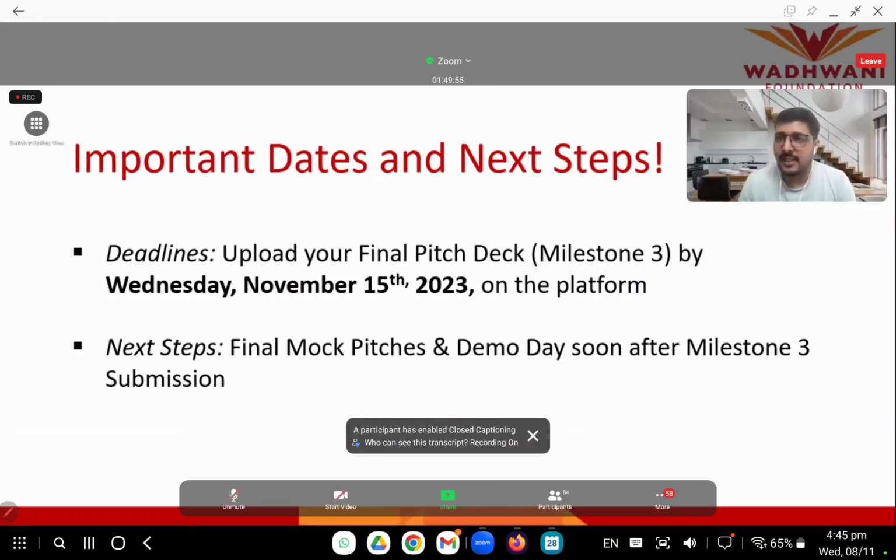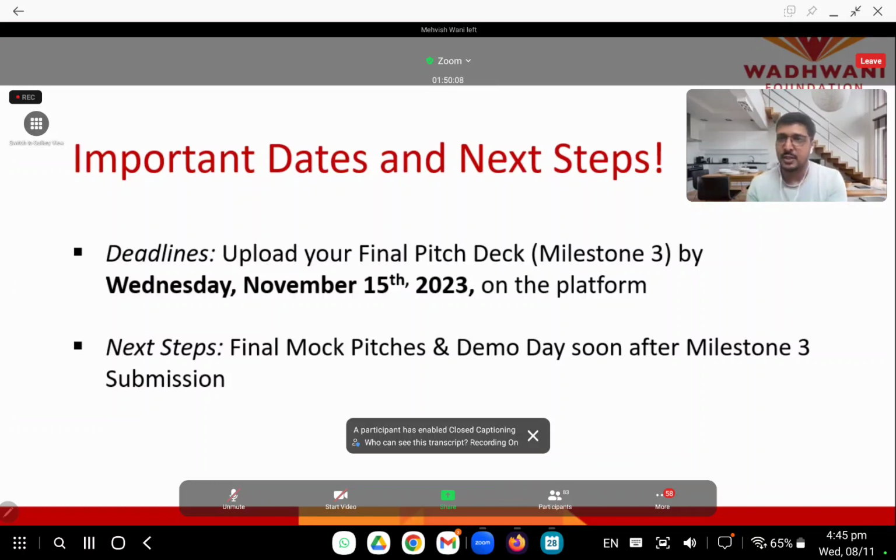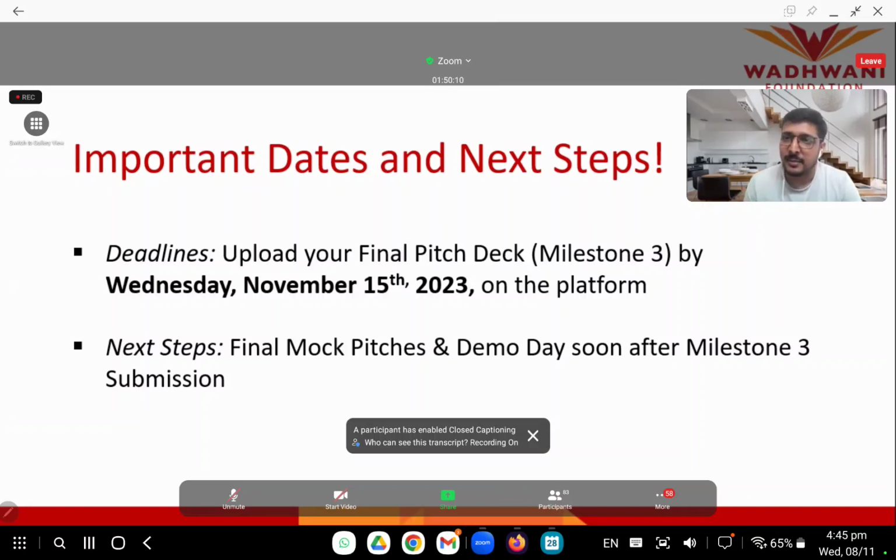Before we close, I just want to quickly rephrase the morning discussion. These are the 2 dates that we're looking at. One is the final mock pitches, and of course, thanks to Vikrant, who is helping us arrange some of these. Let's see, if we are lucky, we'll interact with Vikrant again. And 15th of November is the final date to submit your final pitch deck.